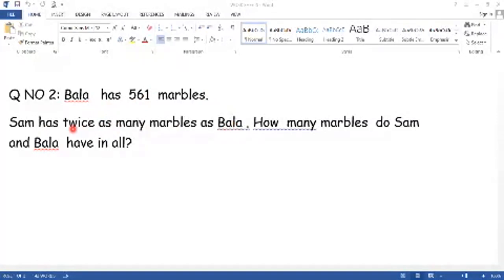Twice is the word that I think few of my students were confused about. What is the meaning of twice? Twice means two times. It's a simple word that we use in common language, like I brush my teeth twice a day. So it means Sam has two times as many marbles as Bala. And how many marbles do Sam and Bala have in all? How many total marbles do they have?